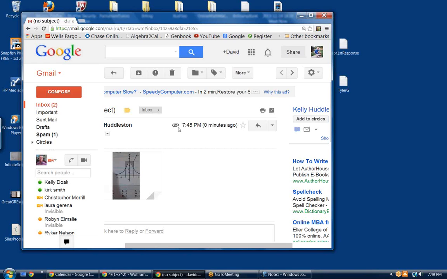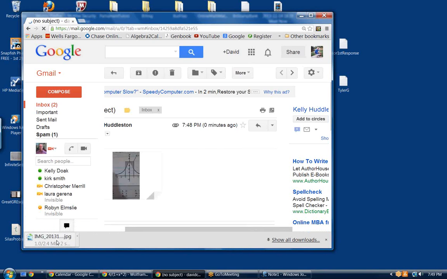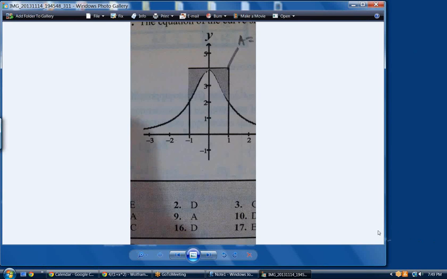Google has switched the way they do stuff now. They used to always have a download thing. Okay, here it is. Just in the last day, they've completely switched how you download files. I'm still adjusting to it.